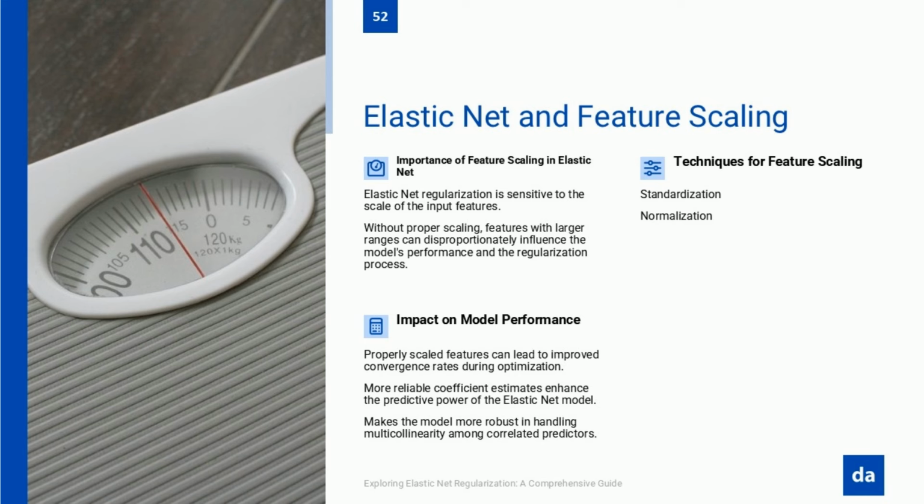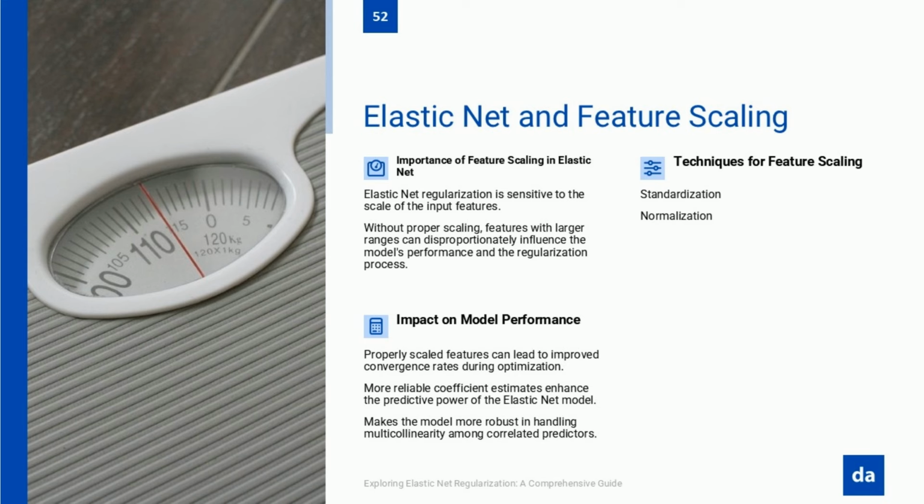For example, imagine a dataset where one feature represents income in dollars, e.g., 50,000 to 500,000, while another feature represents age, ranging from 18 to 80. Since the regularization terms in Elastic Net apply penalties based on coefficient size, the model might unfairly shrink the coefficients of smaller valued features, even if they are important. Proper feature scaling ensures that all variables contribute equally to the learning process.